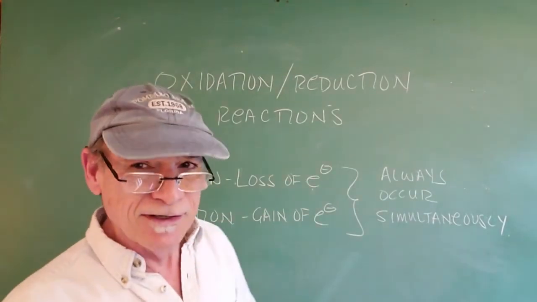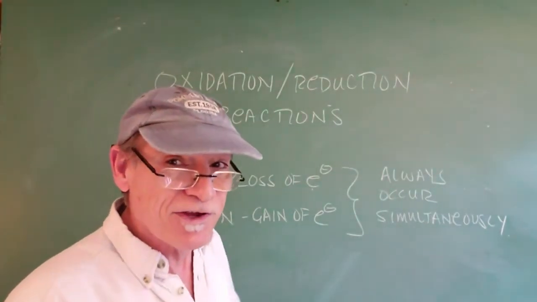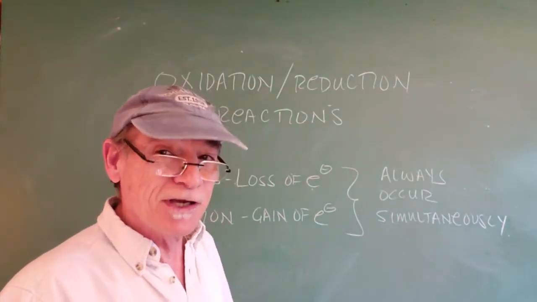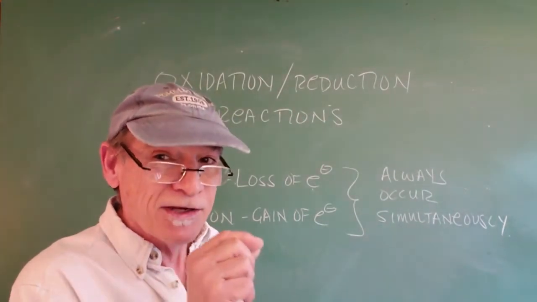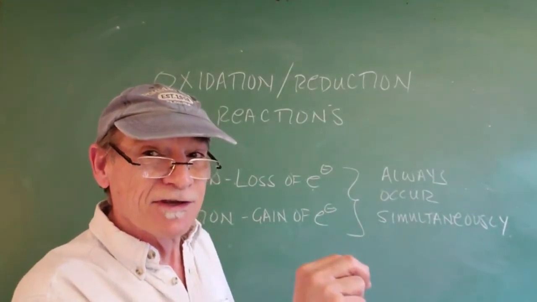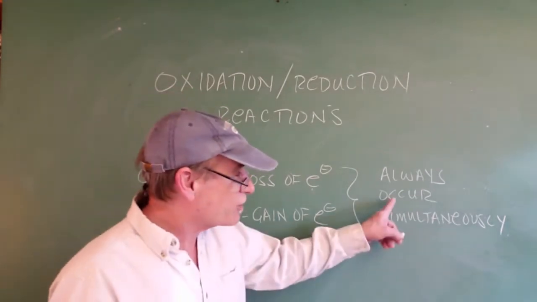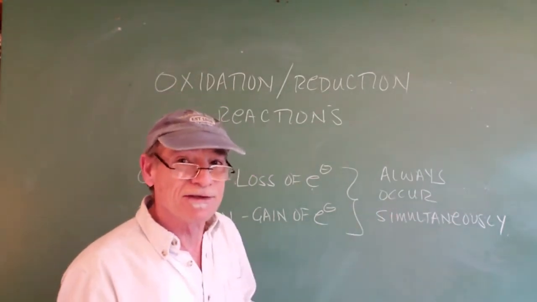more negative. For instance, the oxygen that steals the electrons from the fender of my truck becomes an oxide ion with a -2 charge on it. So as the iron got oxidized, the oxygen got reduced. These two things always have to occur simultaneously.